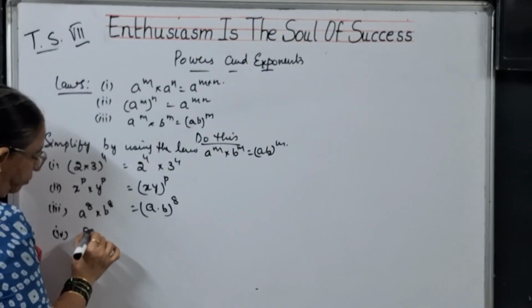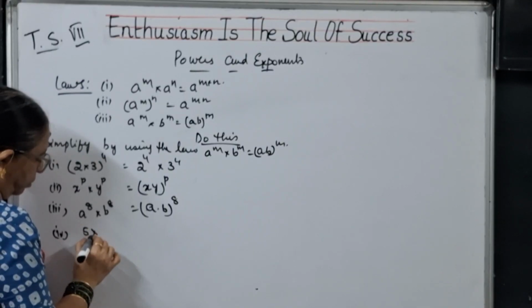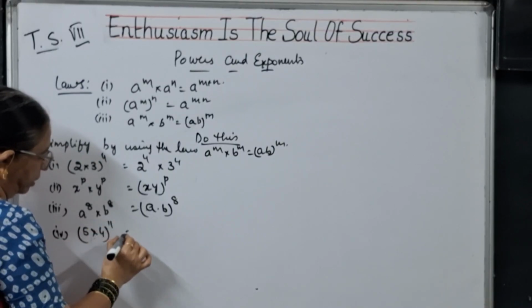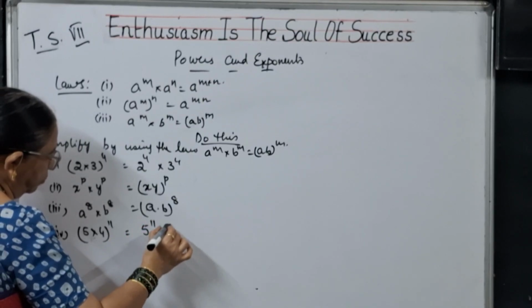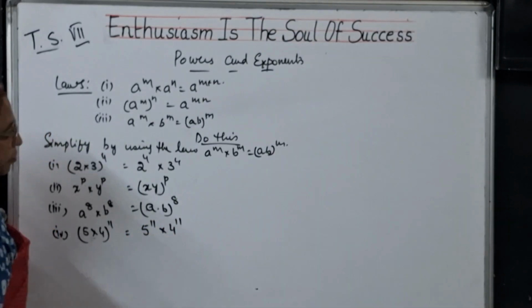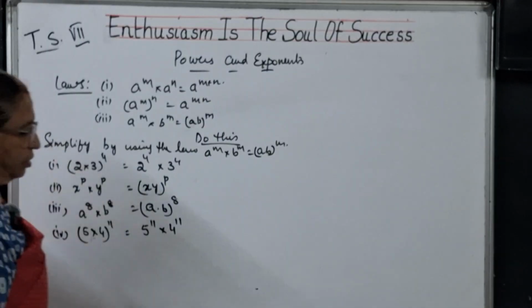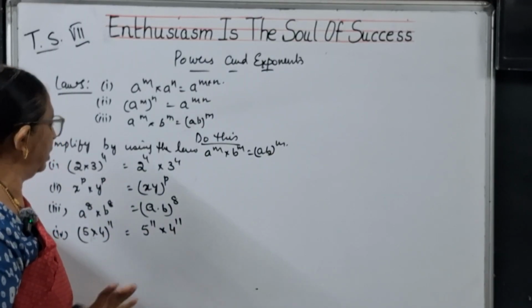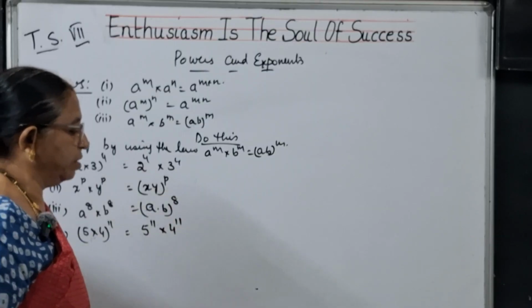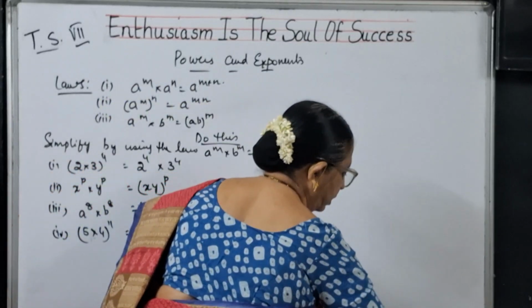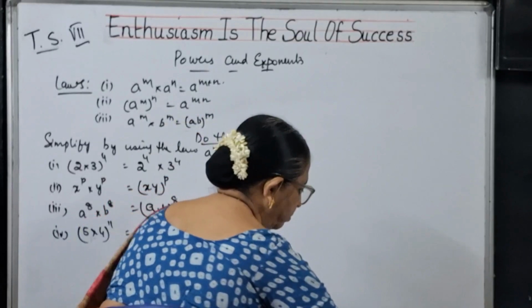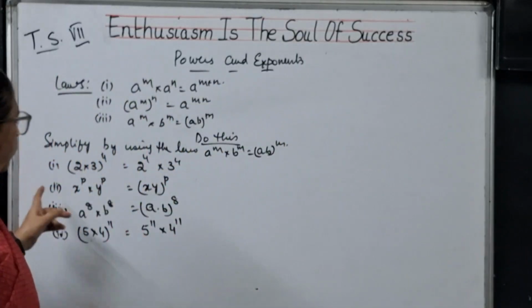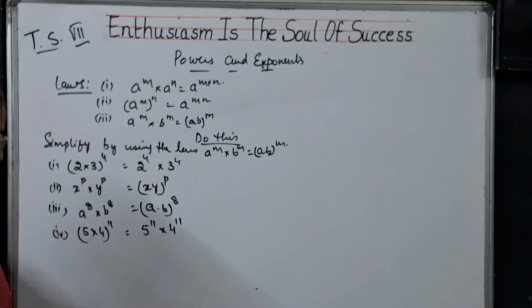Next, fourth bit, 5 to the power of 11 into 4 to the power of 11. This can be written as 5 into 4 whole to the power of 11. So, this is how they are only asking to simplify. They are not asking to evaluate. If they say evaluate, you can determine the answer for it. But here you have to only use the formula and write it in that way, simplifying. So these are the answers for do this sums, children. Please note it down.